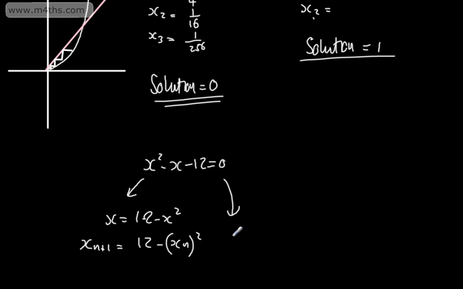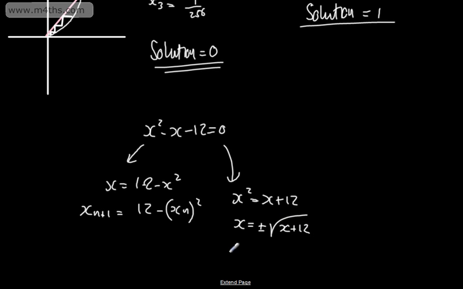What else could we do with this? Well, what we could do is write now that, starting off with x squared is equal to x plus 12, x would be equal to the positive square root of x plus 12. So x is equal to g of x, so our iterative formula, x sub n plus 1, the next one in the sequence, is going to be the positive square root of x sub n plus 12. What else could we have done?